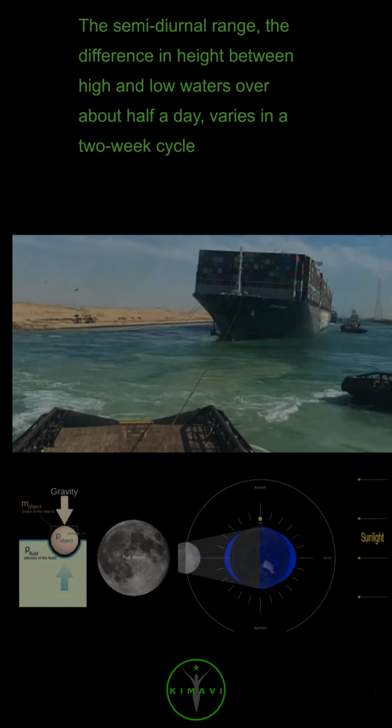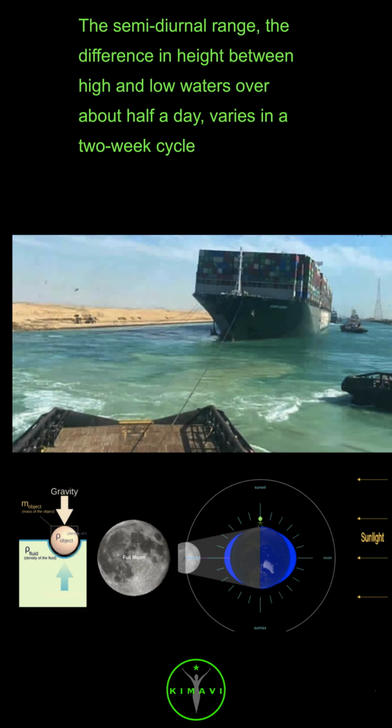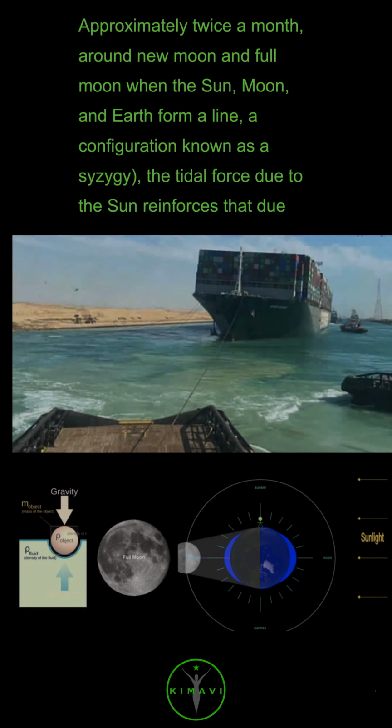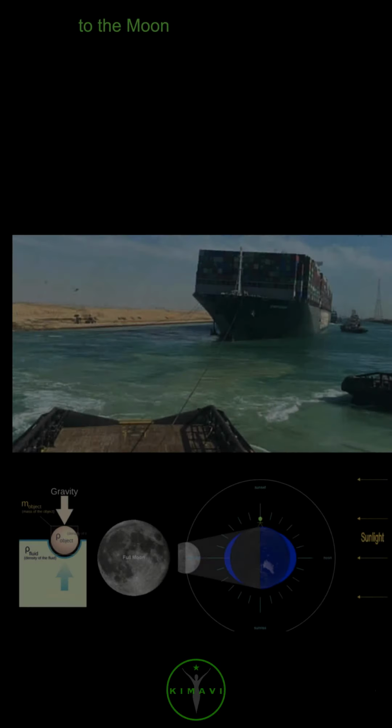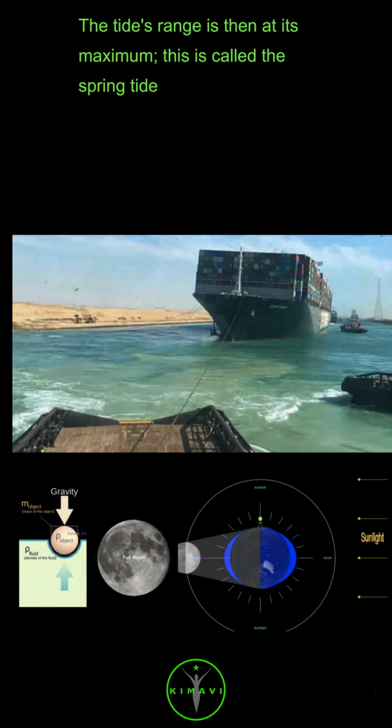The semi-diurnal range, the difference in height between high and low waters over about half a day, varies in a two-week cycle. Approximately twice a month, around new moon and full moon, when the sun, moon, and earth form a line, a configuration known as a syzygy, the tidal force due to the sun reinforces that due to the moon. The tide's range is then at its maximum. This is called the spring tide.